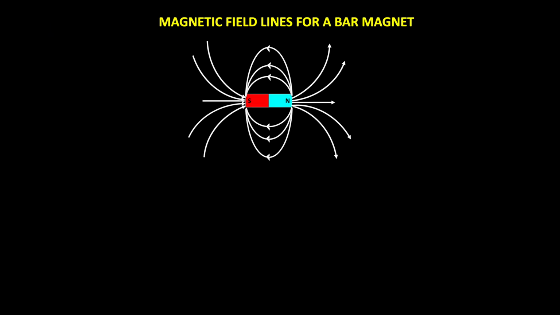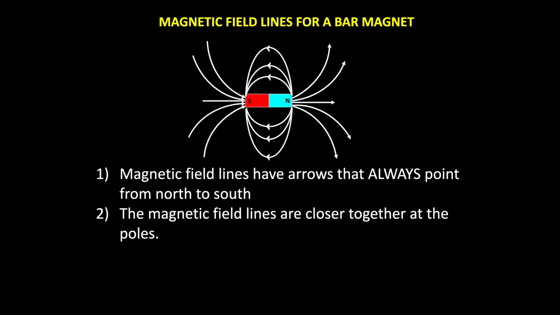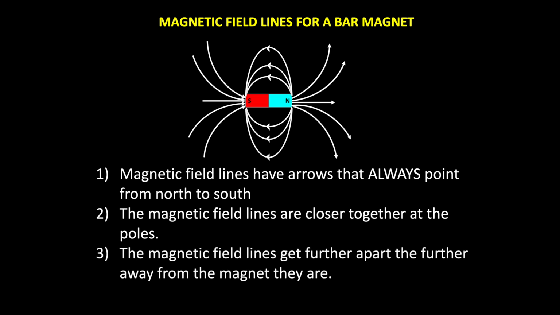The rules are that the magnetic field lines always point from north to south. They go out from the North Pole and in to the South Pole. Next, we can see that the magnetic field lines are far closer at the poles and much further apart away from the poles. And finally, magnetic field lines never overlap.